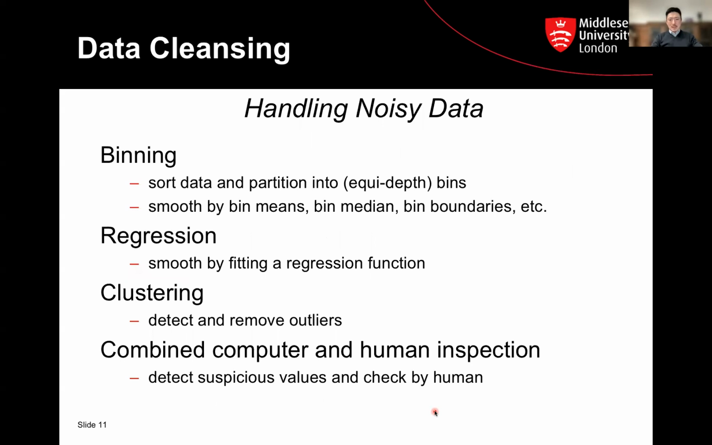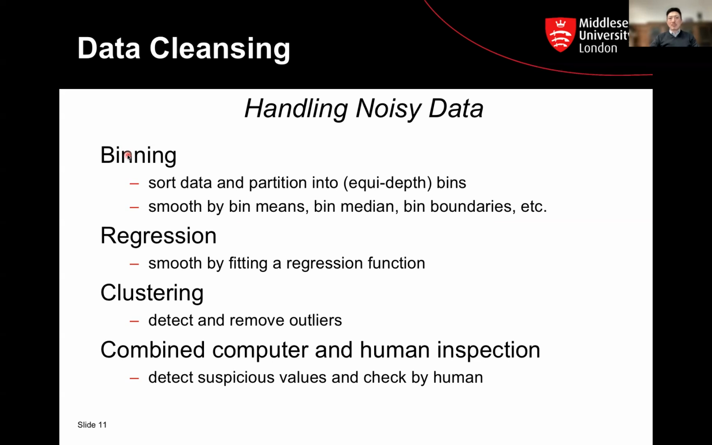Okay, and in terms of handling noisy data, one way to do this is binning: you sort the data and partition them into equal depth bins. I'm going to explain a little bit later on what these mean. Once you've done that, you can smooth by the bin means, median, or boundaries. So basically, binning is like grouping the data or putting data into different buckets. That's where the term binning comes from.